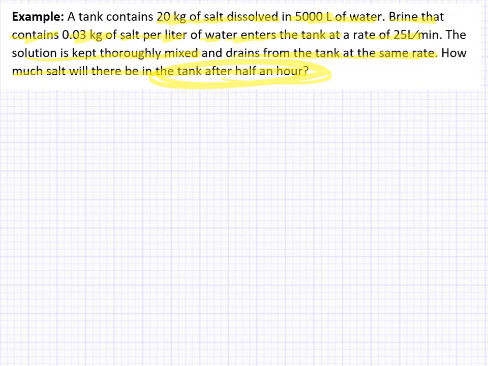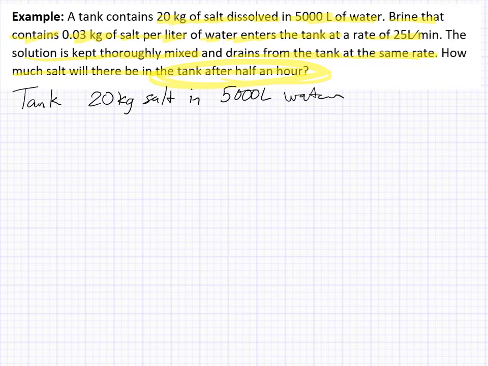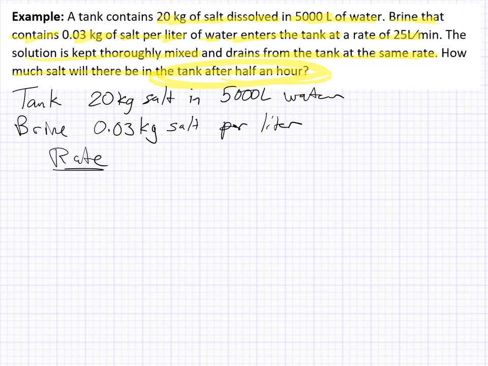So this tank has 20 kilograms of salt in 5,000 liters of water. The brine is 0.03 kilograms of salt per liter. And the rate in which it's entering the tank, rate is always derivative, is 25 liters per minute.